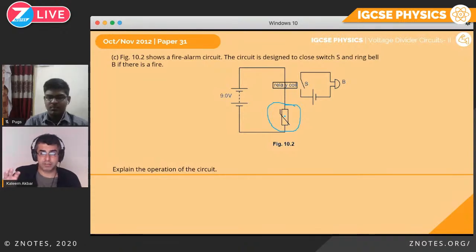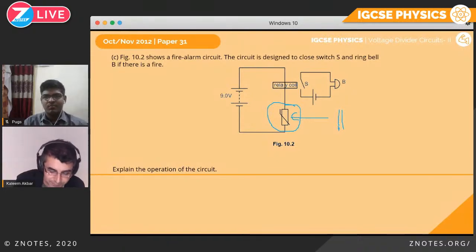Now I'm going to stick that thermistor into the circuit. How does it now impact the circuit? Well, when it's cold, I just said to you, resistance high, voltage high. Well, if the voltage is high here, okay, let's just call it high V.